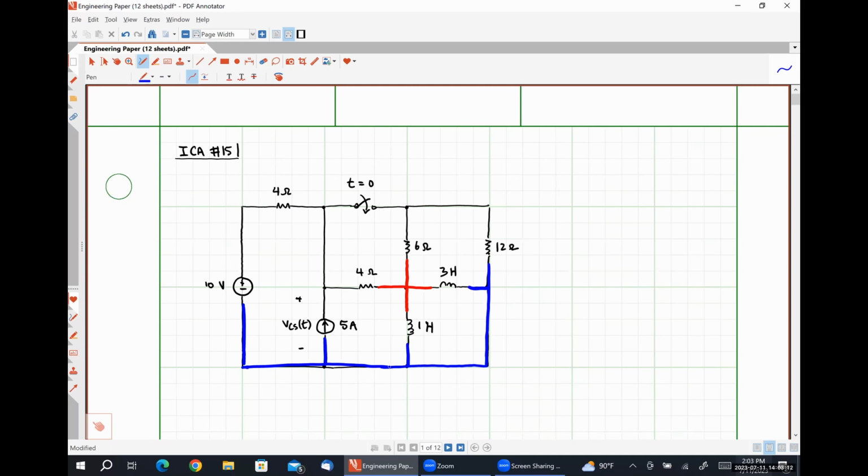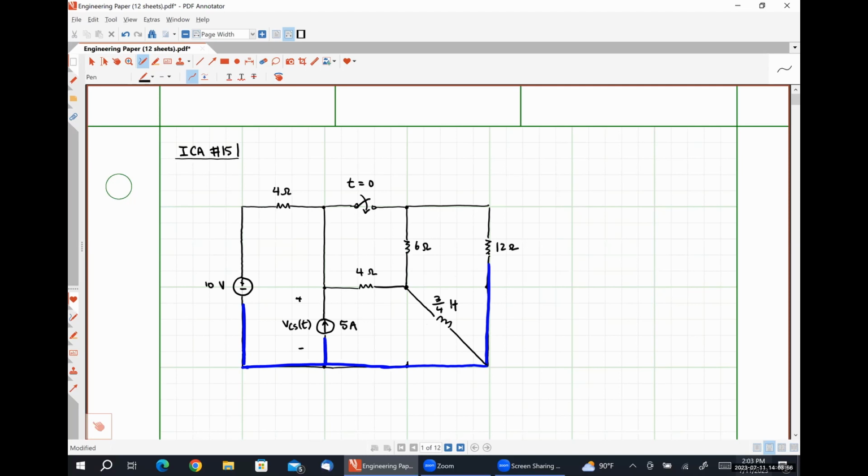Because inductors in parallel combine like resistors in parallel, we're just going to have 1 in parallel with 3, which looks like 1 times 3 over 1 plus 3, or 3/4. So what I'm going to do here is erase these 2 inductors, and I'm going to replace them with a single inductance placed between the red node and the blue node. So this is going to be 3/4 of a Henry.